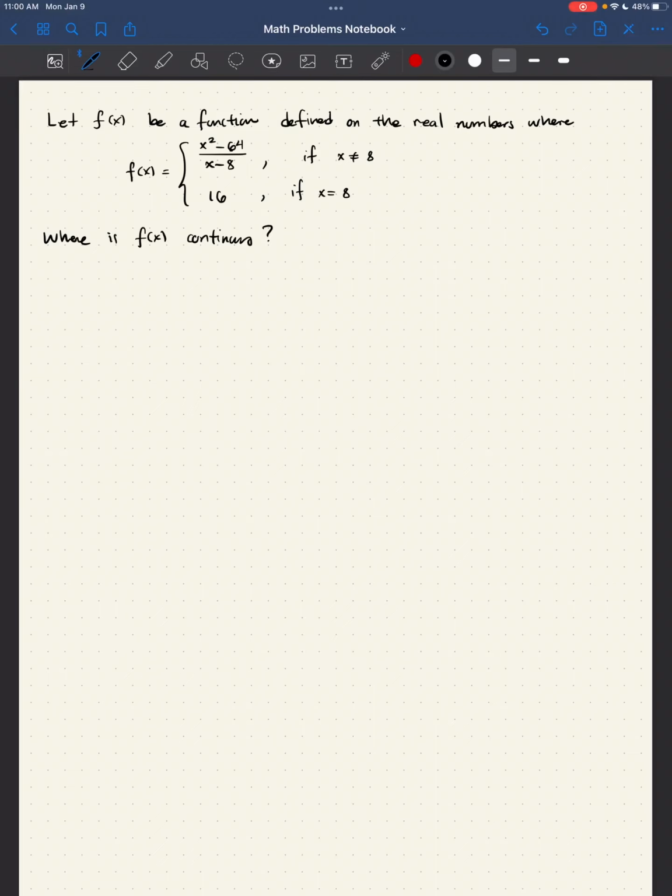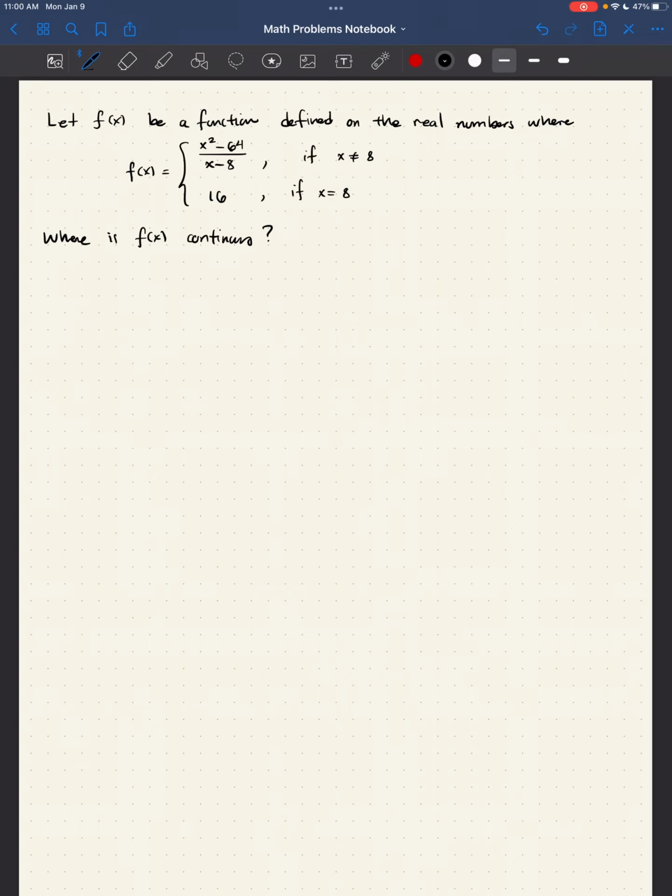Hello once again. So this time we are concerned about the continuity of a function on the real numbers given by the following rule. It says that f of x is equal to (x squared minus 64) over (x minus 8) if x is different from 8, and is 16 if x is equal to 8.